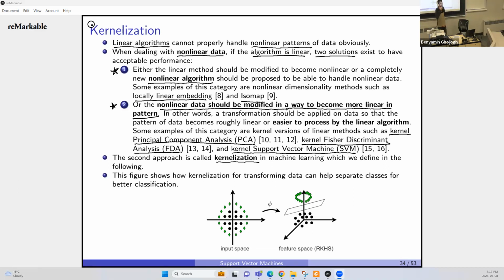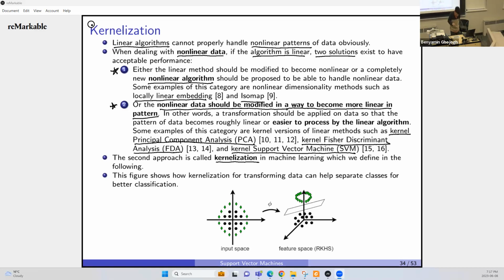Note that kernel and kernelization are used a lot in different fields of science, and you shouldn't confuse them. We have kernel in linear algebra, which is something else. We have kernel even in operating systems. We have kernel in various fields. You shouldn't confuse them. I'm talking about kernelization in machine learning.